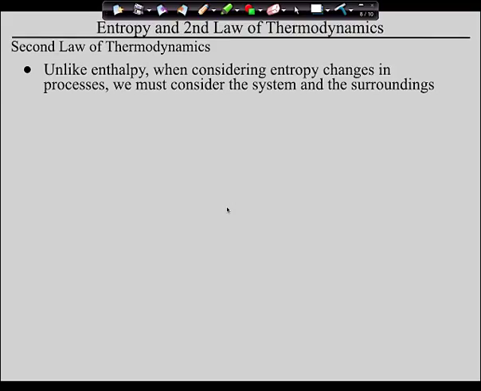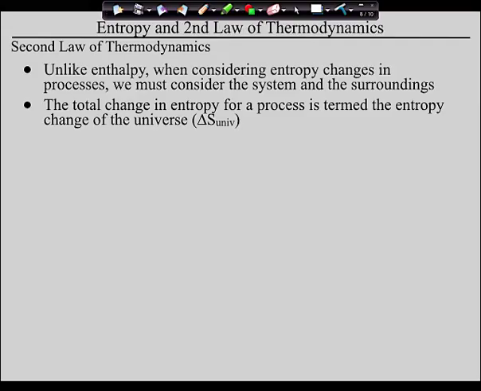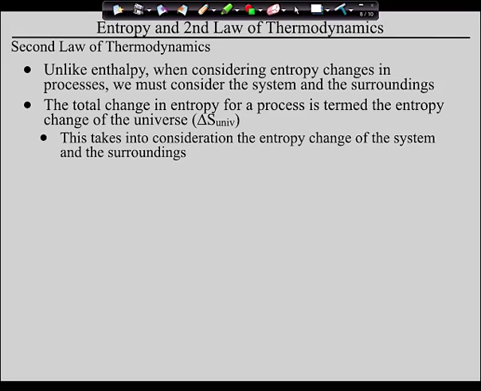So when we think about disorder, guys, we can't think about this just by looking at the system. We've got to consider the system and the surroundings, and that has a name. It's called the entropy change of the universe, delta S subuniverse. I know, right? So guys, this takes into consideration the entropy change for both the system and the surroundings. The whole shooting match. If you'd like to see it in equation form, it looks like this.